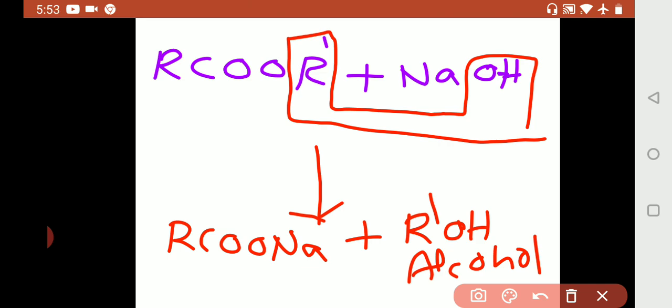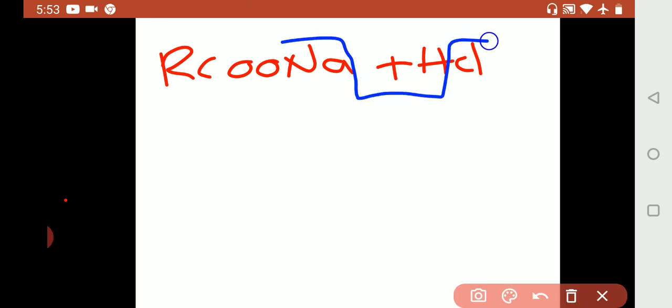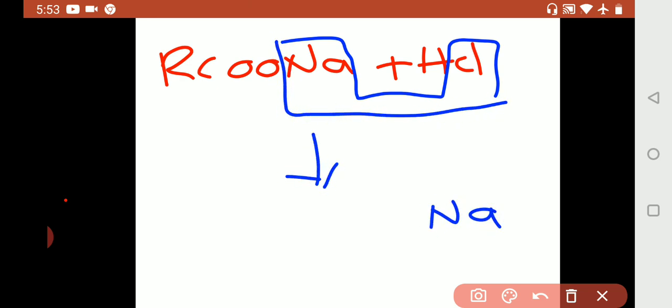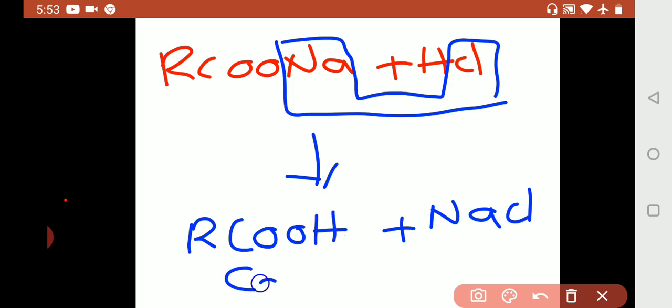Now this RCOONa reacts with a mineral acid like HCl, H2SO4, like this. And in this, just take NaCl. Simple logic to remember. NaCl, take away. What is the remaining part? RCOOH. So this is carboxylic acid. Okay.